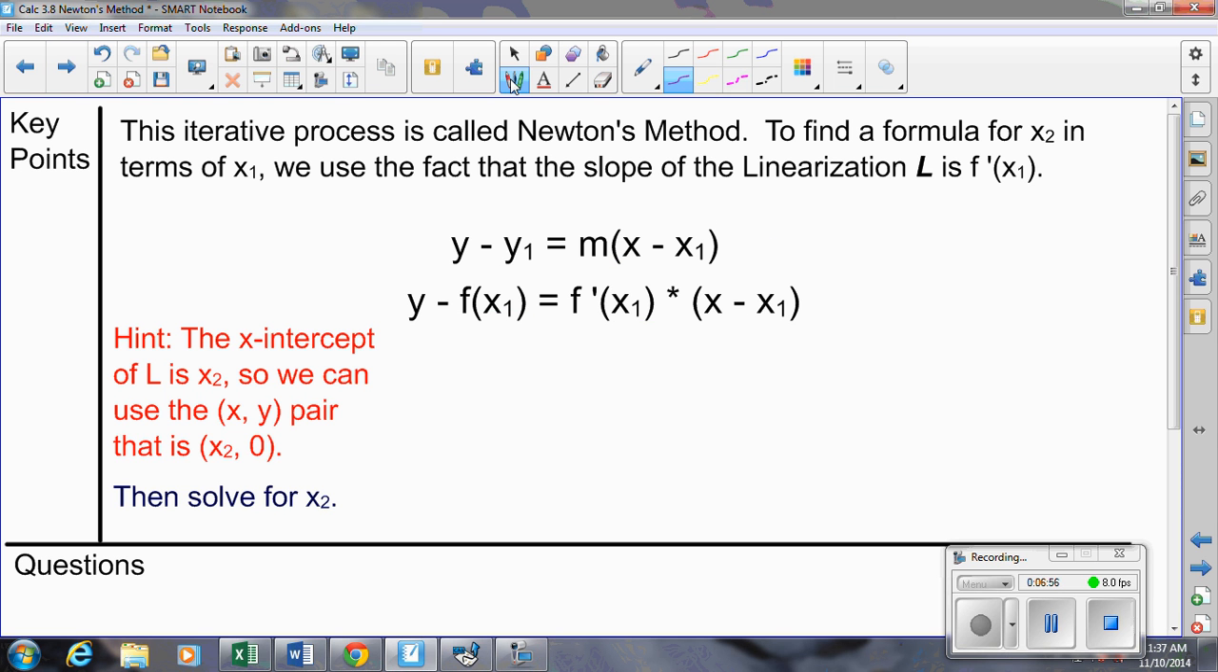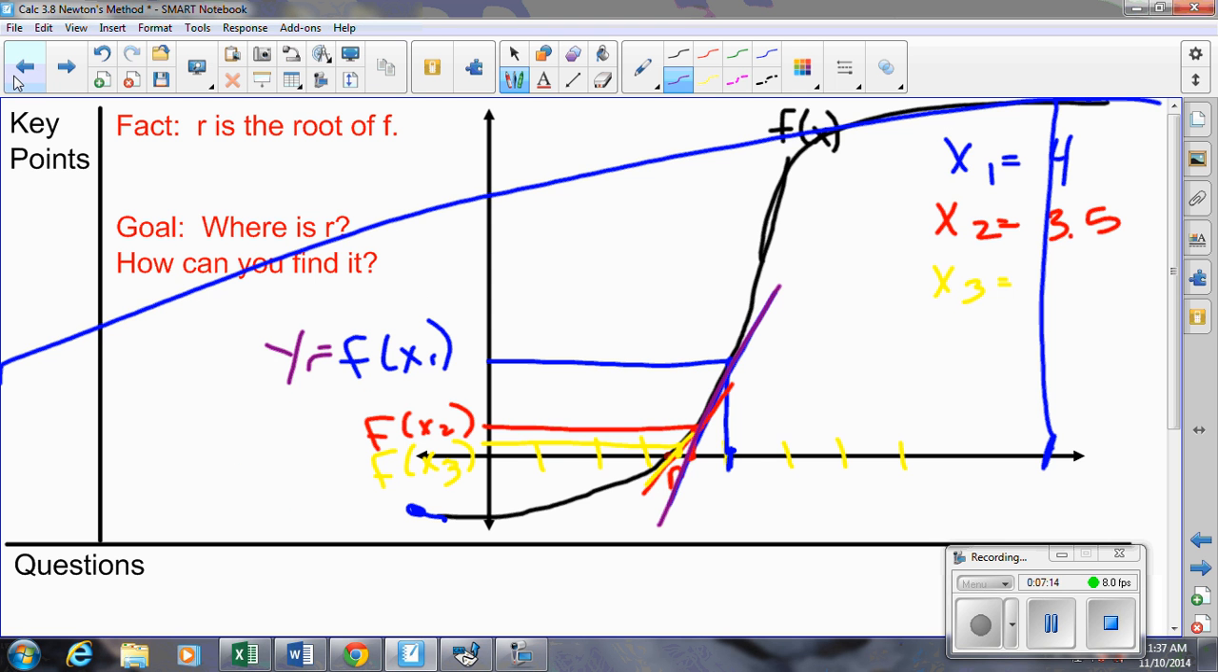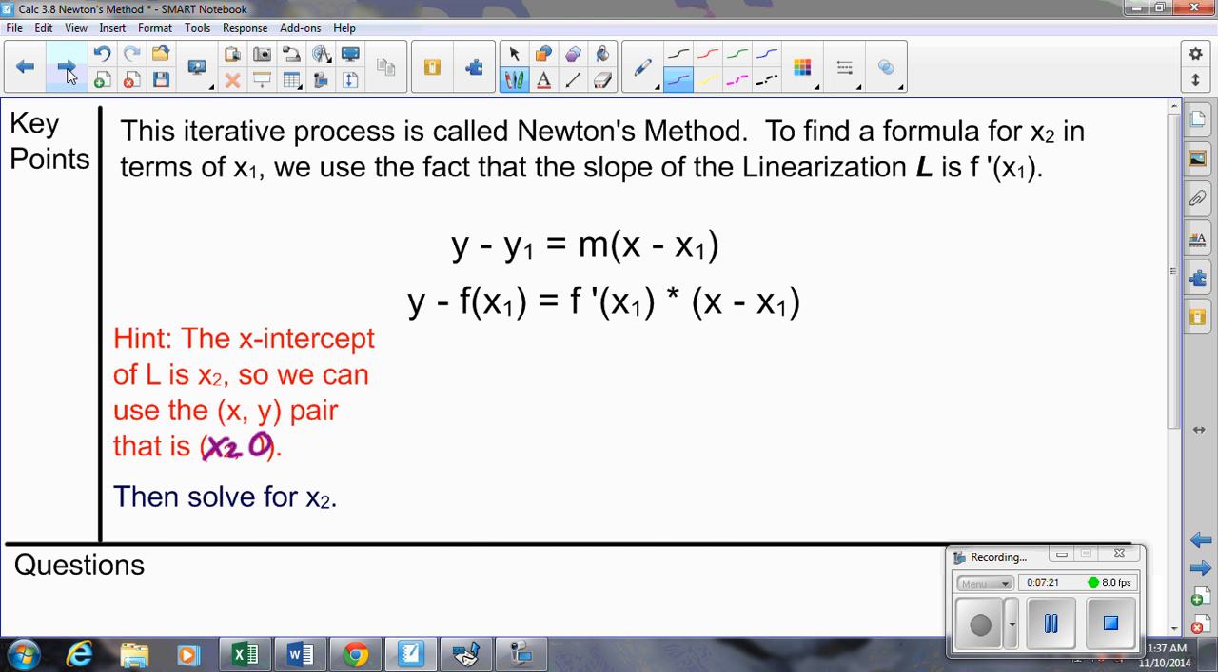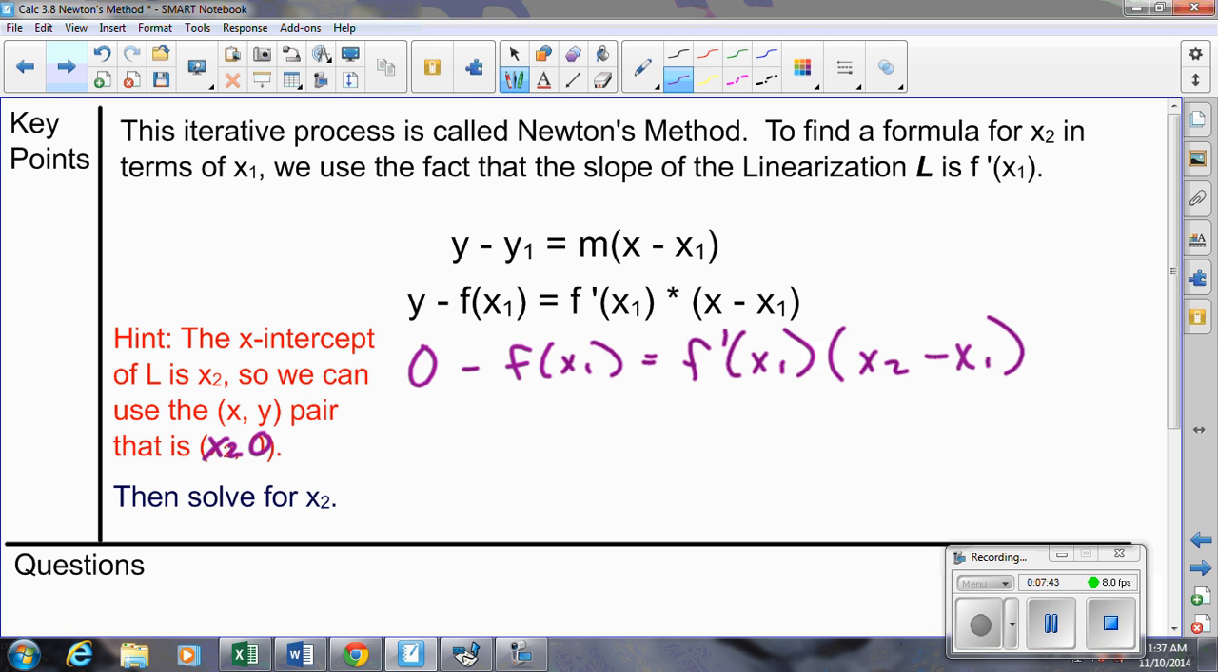To continue this, we are going to say our x-intercept is based on the linearization, and specifically our x2 is coming from the point x2, 0. Because remember, x2 was saying it's this point right there on the x-axis. And so what we're going to replace then, instead of saying x and y, we're going to say x2 and 0, giving us this piece, 0 minus f of x1 equals f prime of x1 times x2 minus x1. Well, of course, 0 minus, we could just say, is a negative.